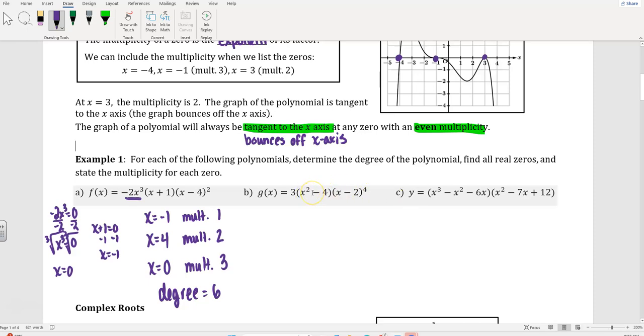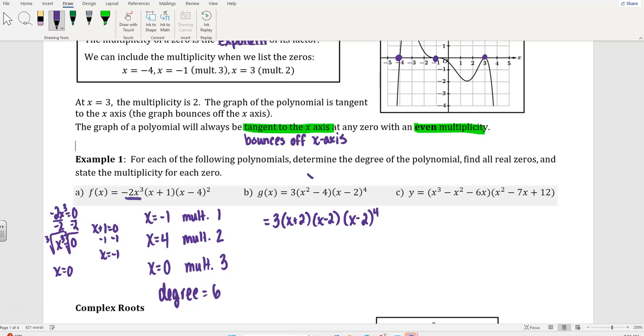Which piece will factor here? X squared minus 4. Because x minus 2 is already linear, can't get any more simple than that. So the 3 we're going to hold on to. How can I factor x squared minus 4? X plus 2, x minus 2. It's a difference of squares. It's one of those special ones where the middle terms go away. And then I've got x minus 2 to the 4th power.